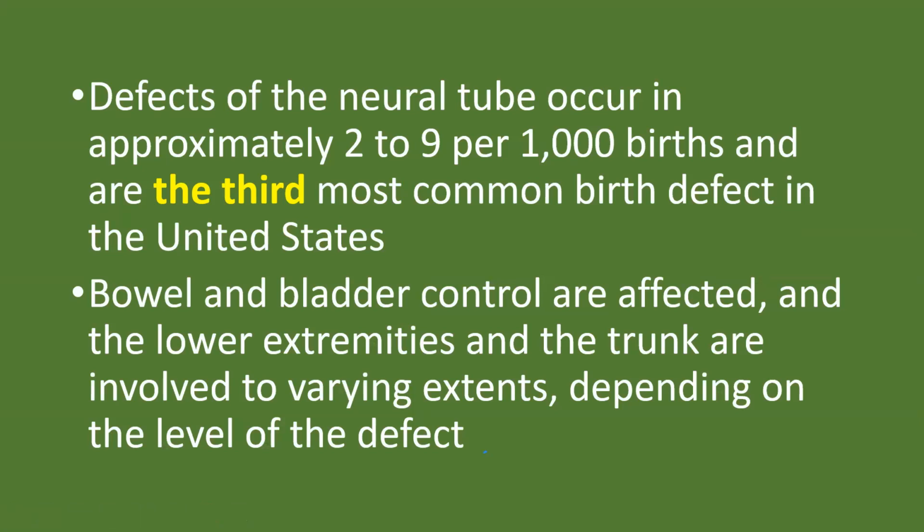Defects of the neural tube occur in approximately 2 to 9 per 1,000 births and are the third most common birth defect in the United States. Bowel and bladder control are affected, and the lower extremity and trunk are involved to varying extents depending on the level of the defect. So it's quite common, between 2 to 9 per 1,000.